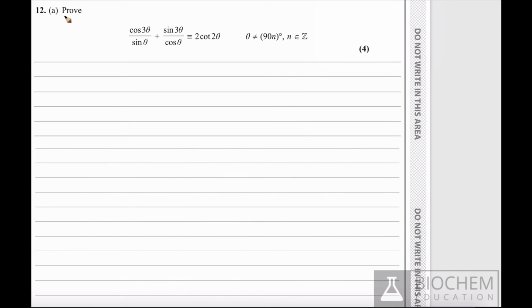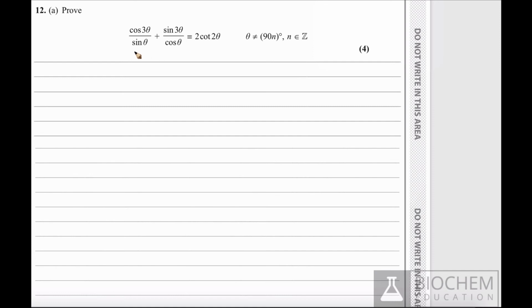Question 12a. Prove that cos 3 theta over sin theta plus sin 3 theta over cos theta is equivalent to 2 cot 2 theta. This is for 4 marks. We can take either side, the left or right hand side, and prove it to the other side. But the left hand side looks messier. It has more terms in it.